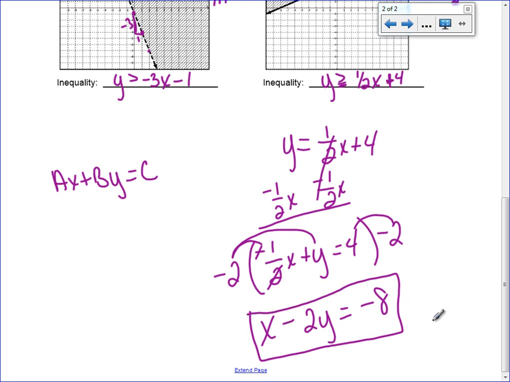Every other number in this standard form can be negative, except for the one in front of the x. The one in front of x must be positive. The rest of them, it's fine. It doesn't matter. But that's standard form. It's now written this way.